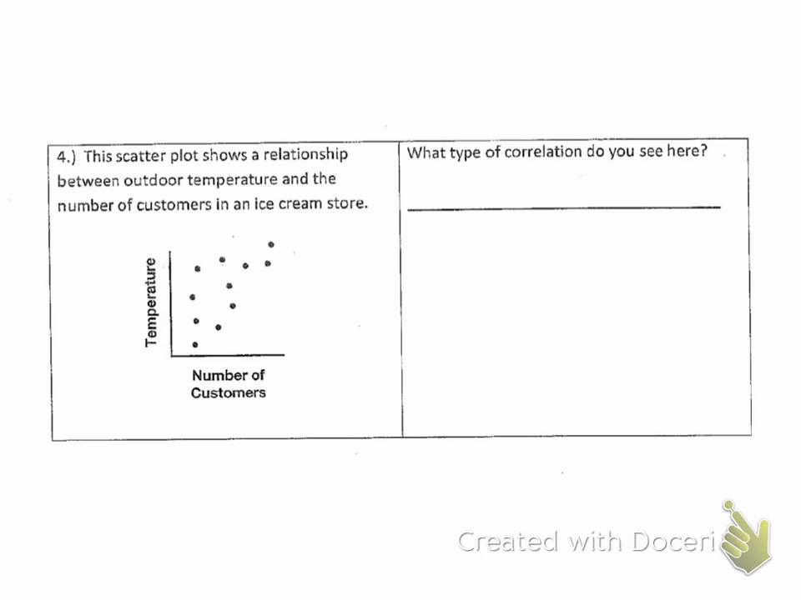For example number 4, we're looking at the number of customers and the temperature of an ice cream store. So we could say that there is a weak positive correlation here. The points are not very close to the line of best fit, but we do see an upward trend, which kind of makes sense because more people want ice cream when it's hot outside rather than cold.